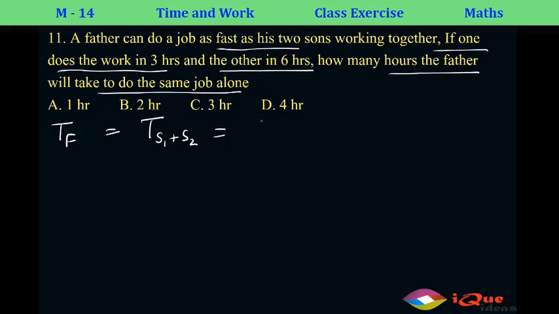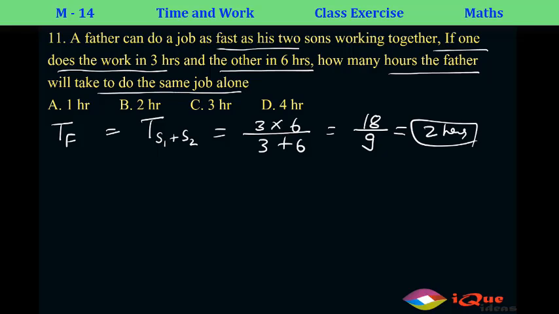Now here we can straight away calculate the time taken by the two sons together as T1 into T2 upon T1 plus T2, that is 3 into 6 upon 3 plus 6. That is 18 divided by 9, which is equal to 2 hours. Now, how did we decide that? Because it says a father can do a job as fast as two sons working together. That means the speed of the father is equal to the combined speed of two sons. That means the time taken by the father alone would be the time taken by two sons together. Hence, the time taken by the father is equal to 2 hours. So option B is the correct answer.